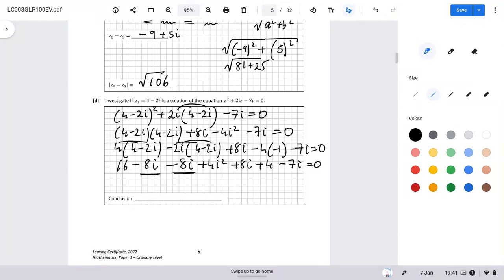Minus 8a, minus 8a, plus 8a. What's that? Minus 8a minus 15a. And then I've got 4a squared, similar story. So I've got my 16. My a squared, there's minus 1 plus 4 is equal to 0. There you go. I'm left with 16 minus 15a. Therefore, it's not a solution.